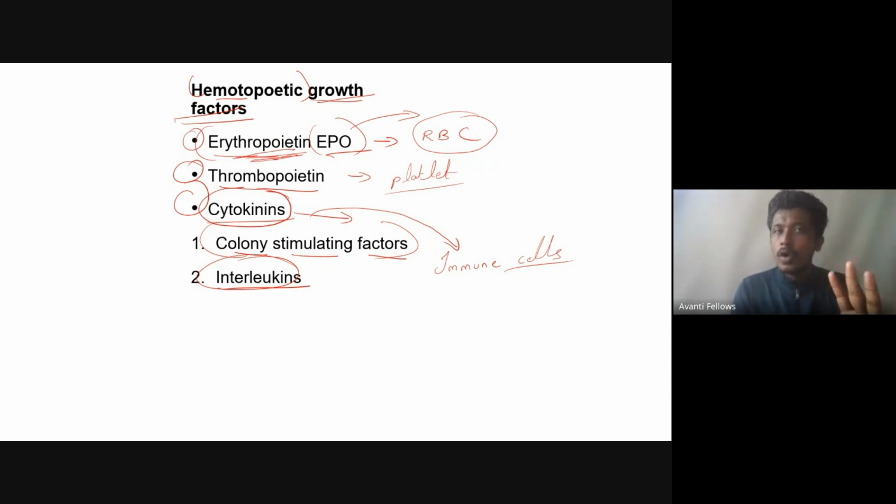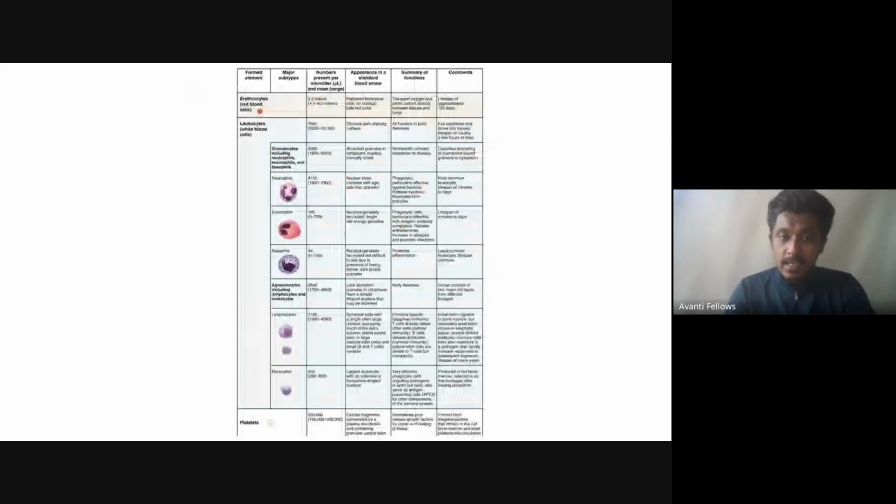So whenever you talk about growth factors or hematopoietic growth factors, these three things are very, very important: erythropoietin, thrombopoietin, and cytokinins. When I talk about erythropoietin, it is red blood cells. If we talk about thrombopoietin, it is the formation of platelets. If we talk about cytokinins, it is the formation of immune cells or WBCs. All right, students, so this is a column that explains all the varieties.